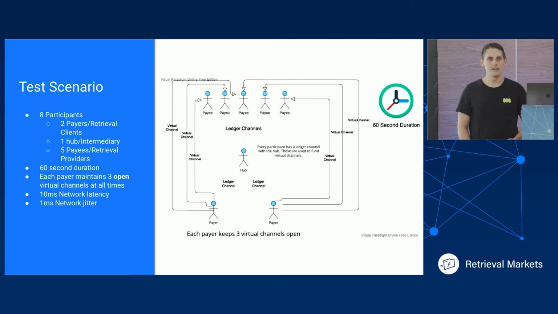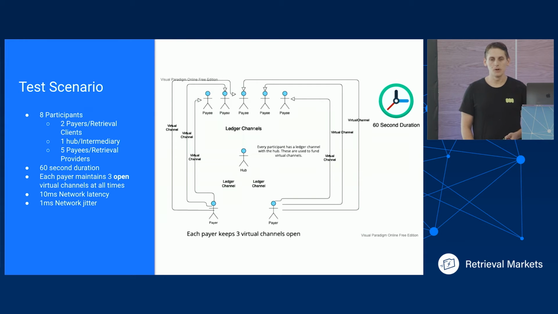Before I jump into metrics, I'm just going to give a quick overview of the scenario that I'm using under the covers. Basically, we have 8 participants, so it'll be 8 Docker instances. 2 of them will be clients or payers. 1 will serve as the hub or intermediary, and then we'll have 5 payees or retrieval providers. The duration is just 60 seconds, and each payer will try to maintain 3 open virtual channels for the duration of the test. So they'll be constantly opening channels, sending payments, closing them, and opening them again, so that we're always maintaining 3 open virtual channels.